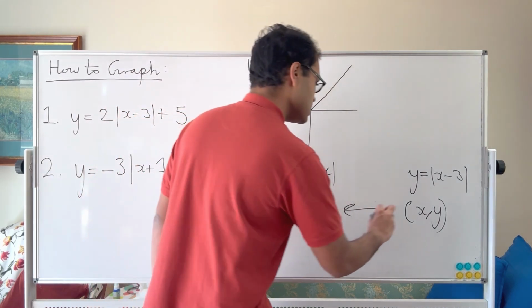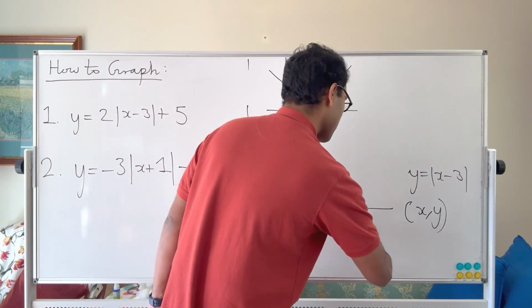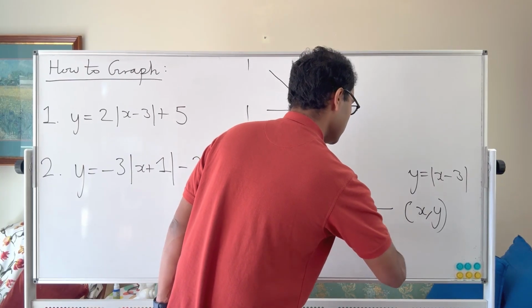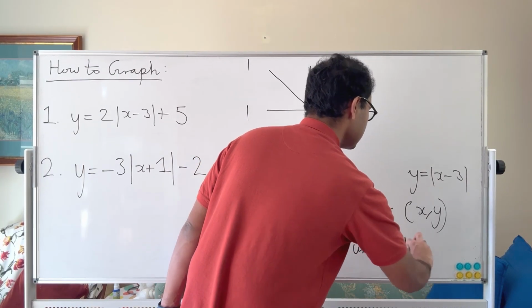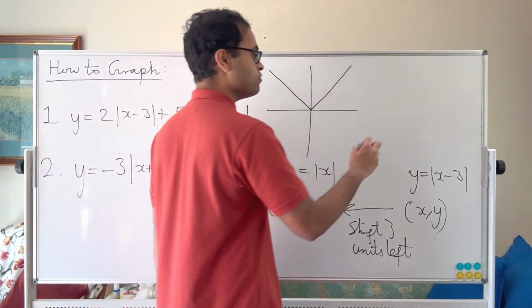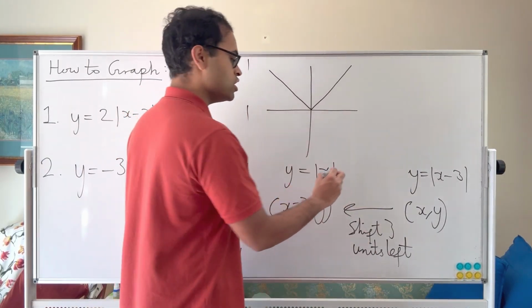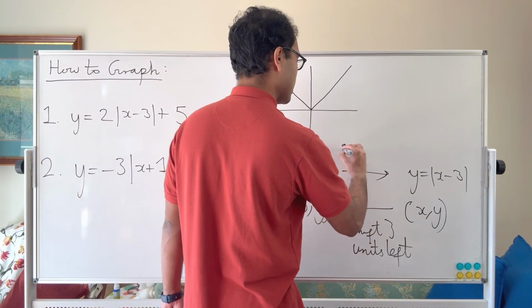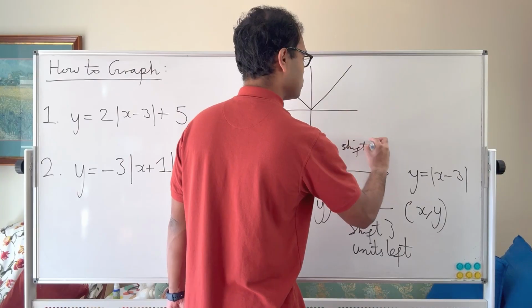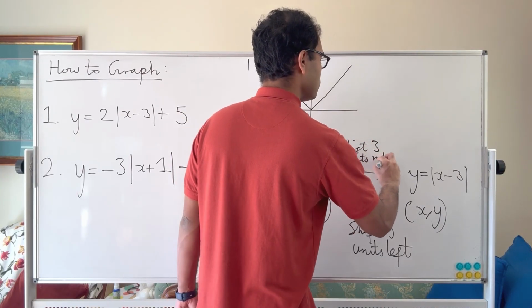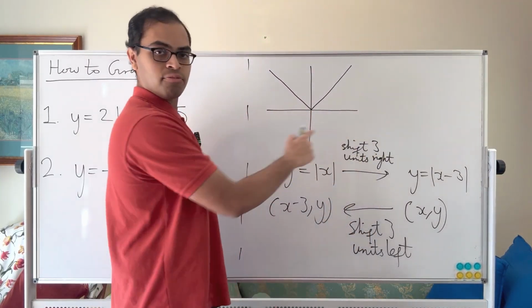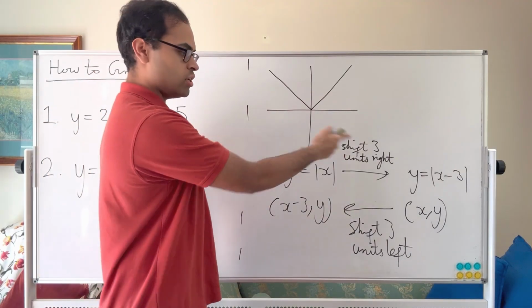Okay, so to go from the right graph to the left graph, we want to shift 3 units to the left. And by saying we're shifting 3 units left, to go the other way, we want to shift 3 units right. So I'm going to write it here, shift 3 units right. That's what we are doing to go from one graph to the other. We're going to shift 3 units right.